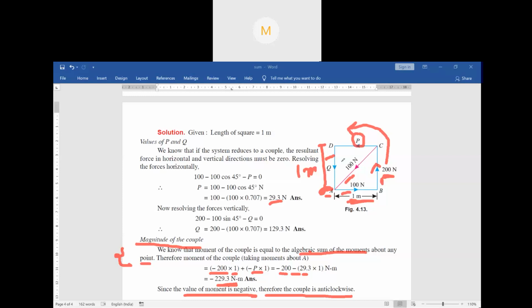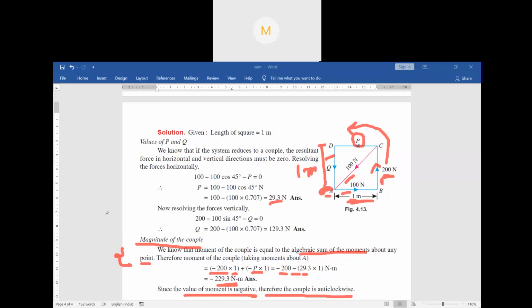Sir, yes, tell me. Why do you use BC and CD? We can use AB also, anywhere. That's what I'm speaking now. Just wait, give me a minute. I'm just continuing that thing only. Try to understand.